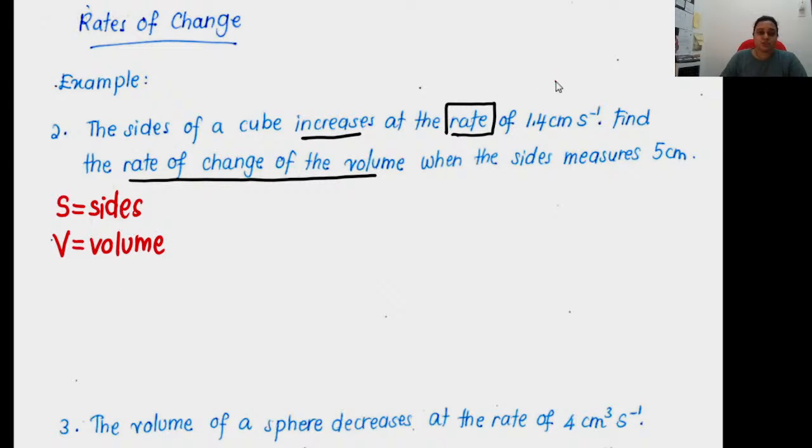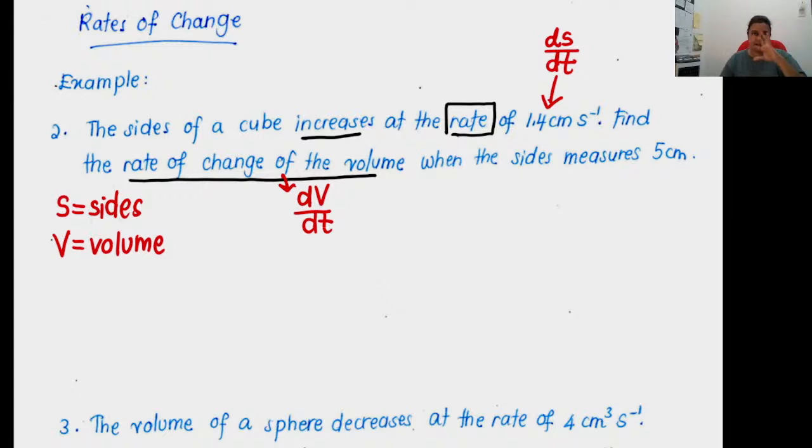So this 1.4 is the rate. What rate? Rate for the change of sides, isn't it? So it's ds dt. The moment you see the word rate, you straight away write dt at the bottom. Find the rate of change of volume. That means you're finding dv dt. We are finding dv dt.